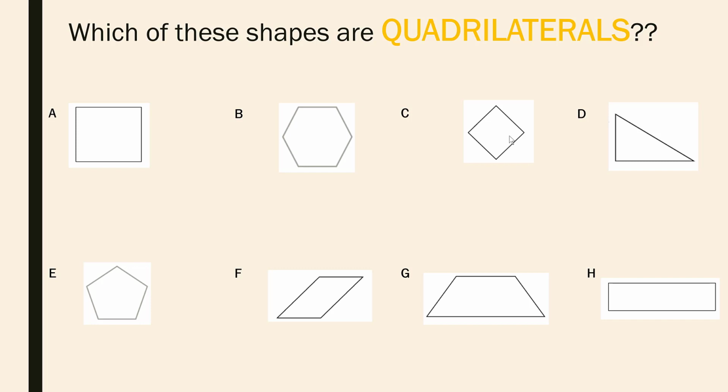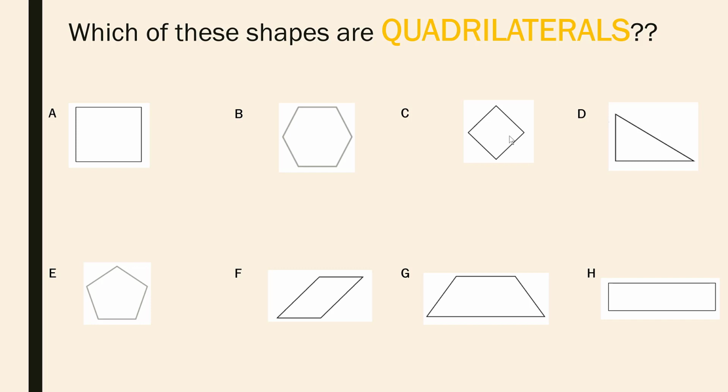D is a triangle, which is three, TRI. It's close to three. So triangles are not going to be quadrilaterals. Number five is a pentagon, and pent means five. So pentagons are not quadrilaterals. Now this F over here, this wonky looking shape, looks like it's falling over. It still has four sides. So we're not going to be mean to him. He's still got four sides, so he's a quadrilateral.